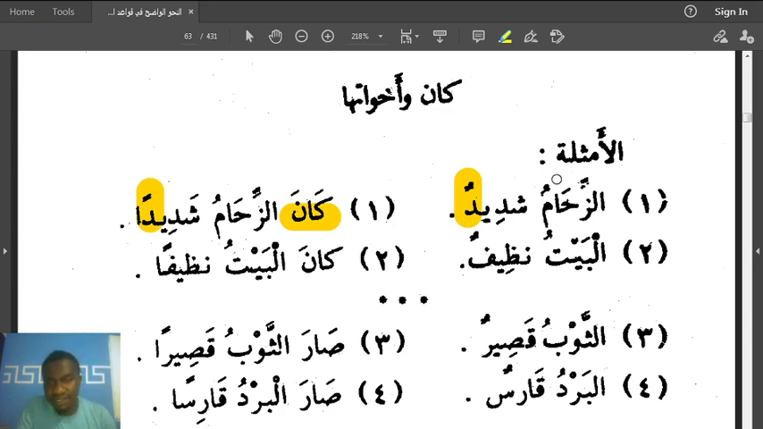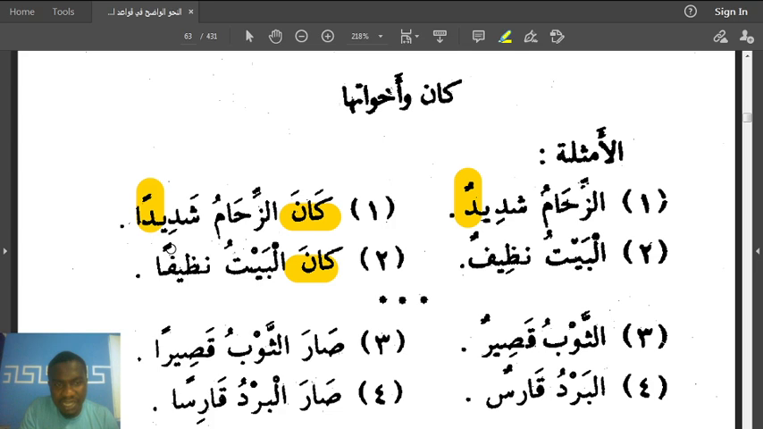Okay, next sentence. Al-baytu nazifun. The house is clean. That is mubtada and khabar. Now kana is added here. It is kana al-baytu, the mubtada stays as it is.